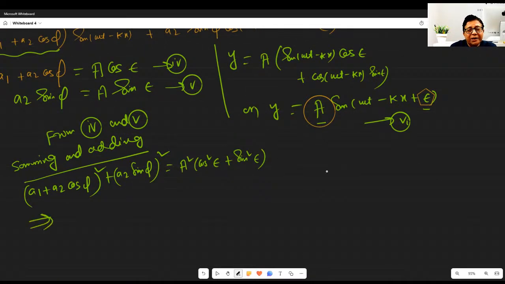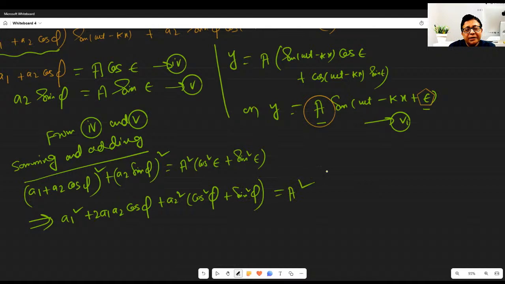So this implies A1 square cos square phi plus A2 square sin square phi. So A is going to be what? Twice A1 A2 cos phi.